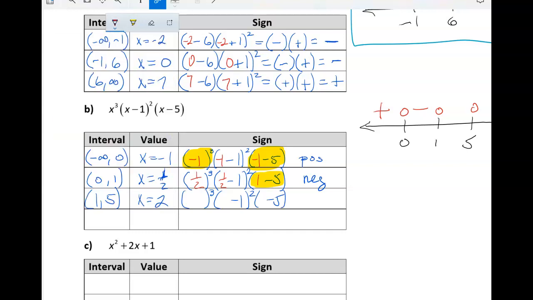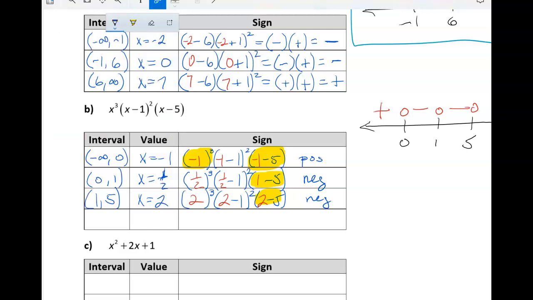And let's replace x with 2. So we have 2 cubed, that's positive. 2 minus 1 squared, that's positive. 2 minus 5 is negative. So we have only one negative factor. So overall, that's negative. Mark that off on my number line.